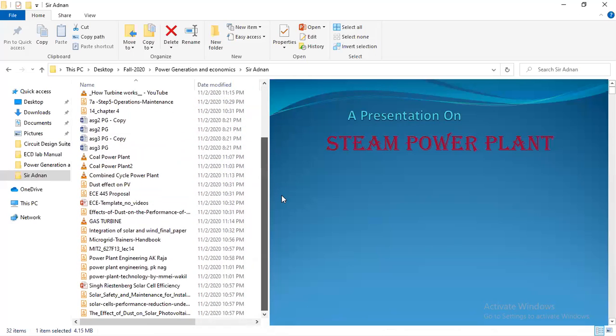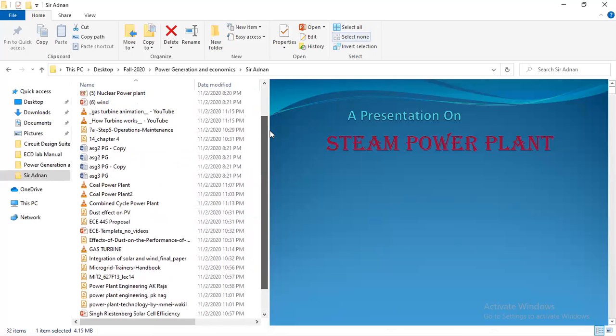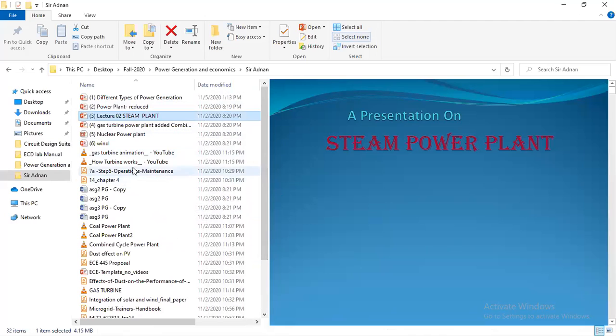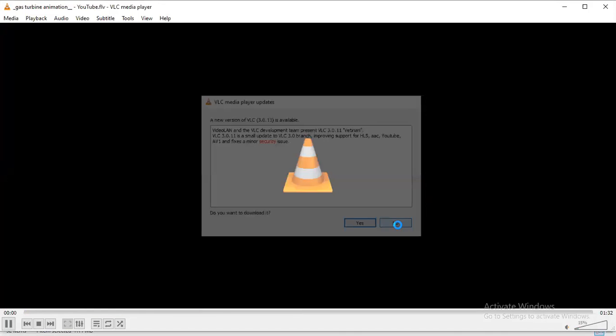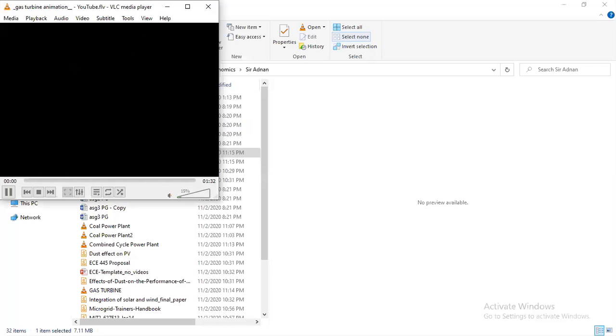Turbine animation I'm going to discuss here. Gas turbine, steam turbine, and how a turbine works. Here is a gas turbine. We have to see this and understand the working of the gas turbine, how the pressurized gas would act on the turbine's blades and how it runs. So there is the working of a gas turbine, how it works.